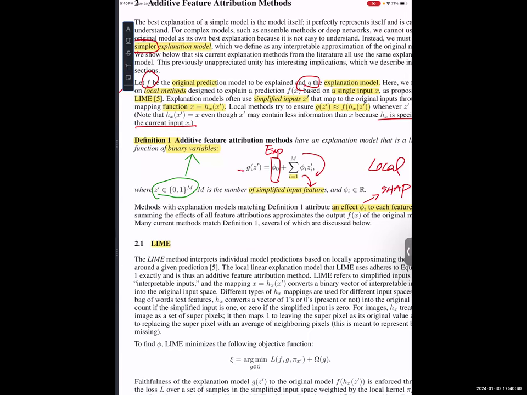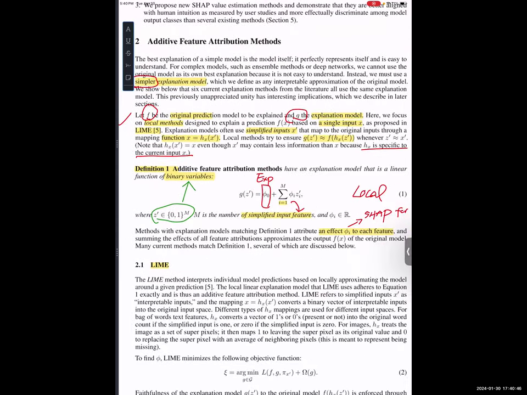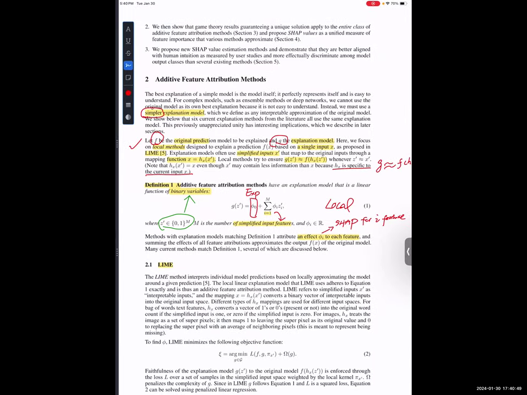Oh, I see. I missed something, sorry. I need to explain why they are doing this. So here is the part. They have an original function f, and they want to use another function, say g, to explain function f. So f could be deep learning or random forest, something so complicated we do not understand. g is a simple function, in this case a linear combination, an additive linear combination function, right?